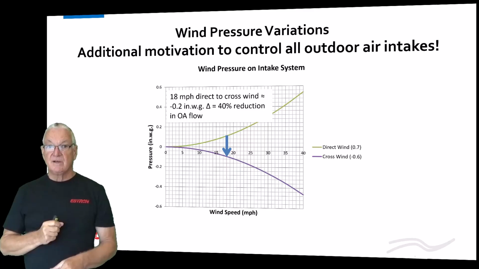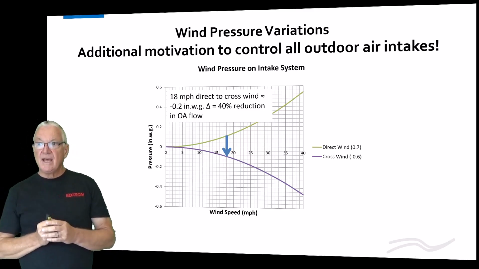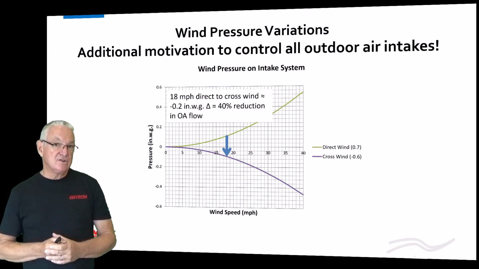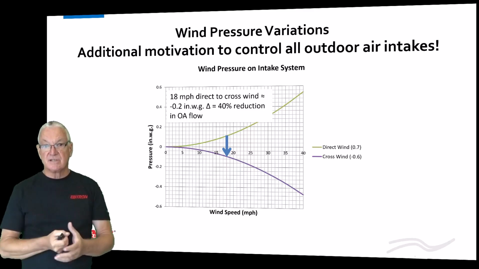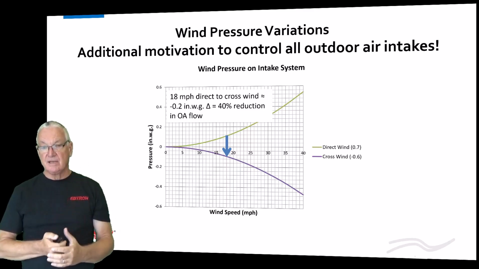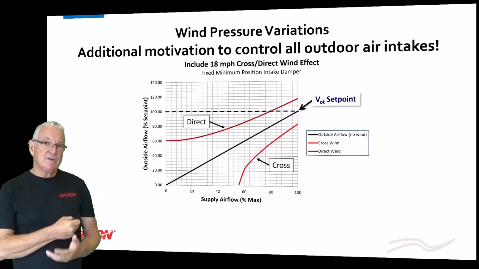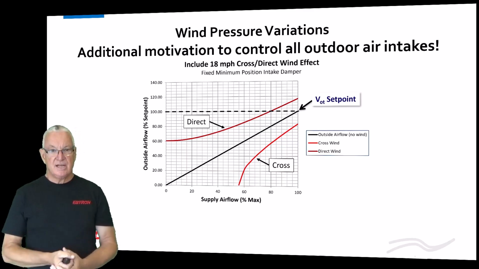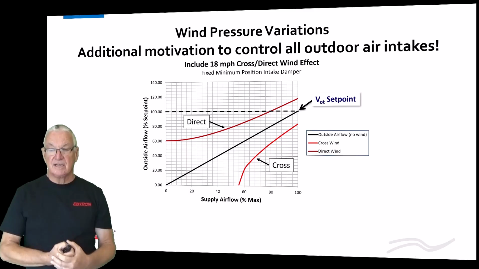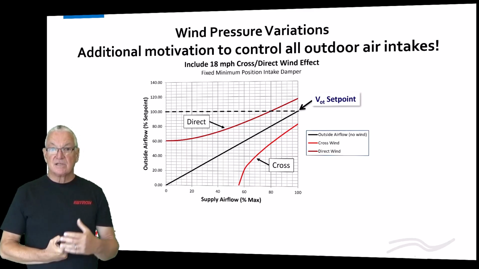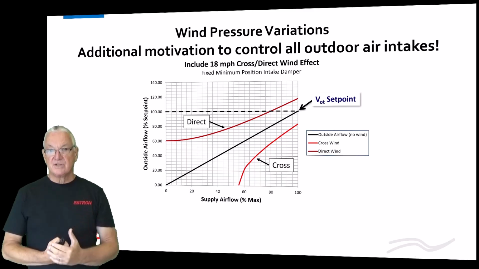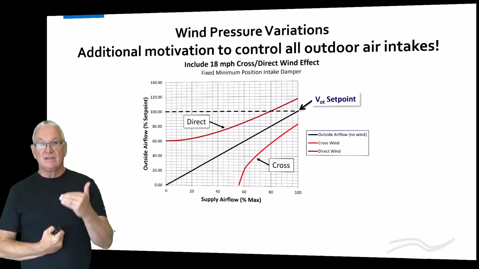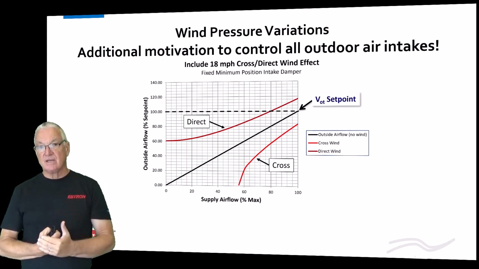So even on this system, if we kept the supply flow constant, we'd still see this 40% change in flow. We'd actually have a 40% reduction in flow going from an 18 mile an hour direct wind to an 18 mile an hour crosswind. Now, that black line is what we'll call the fan speed changes only, the thing that people are used to seeing. And now you superimpose on top of that the wind pressure changes, the direct wind or the crosswind. That means you can be anywhere between the direct wind curve and the crosswind curve.